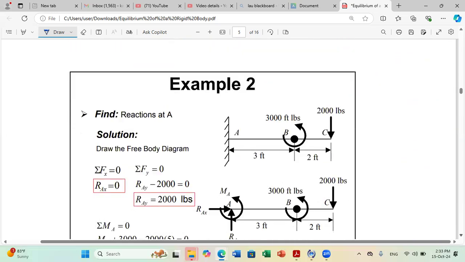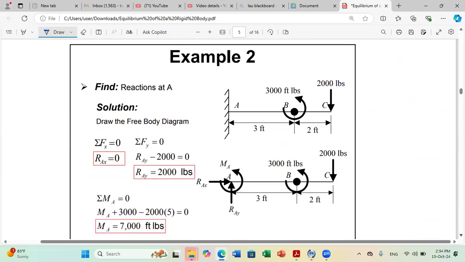Any question on this example? Let us move to another example.